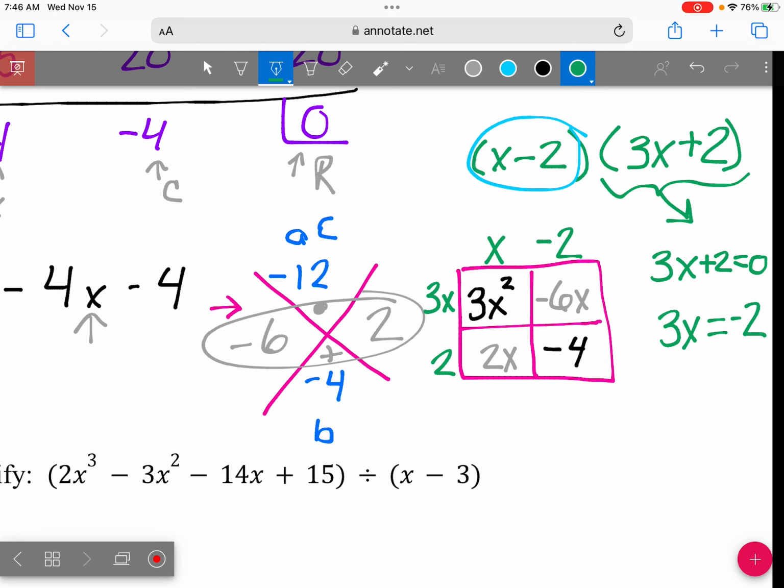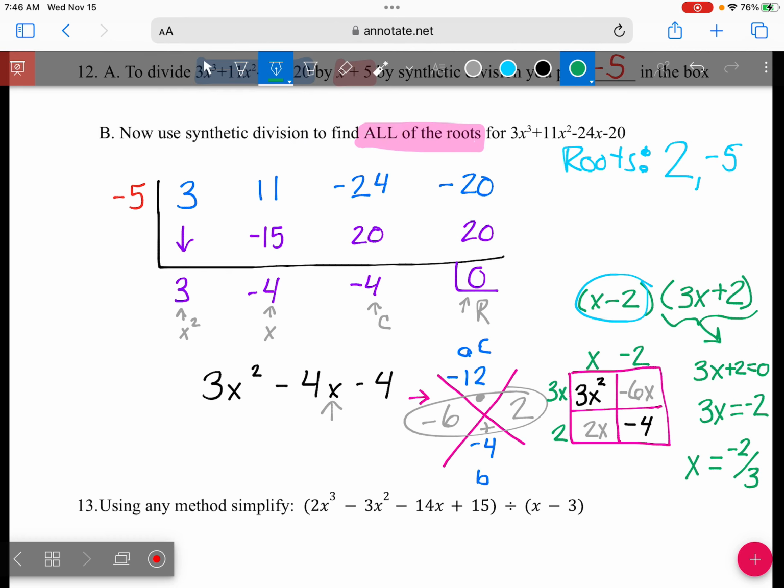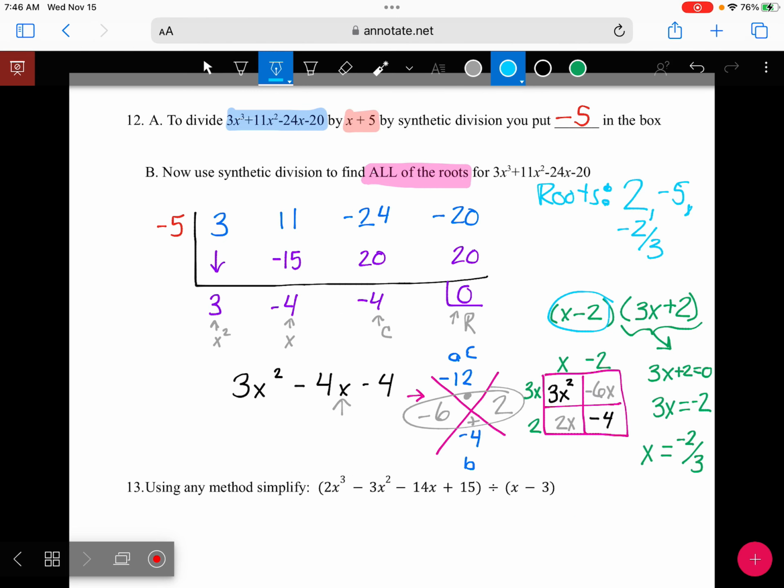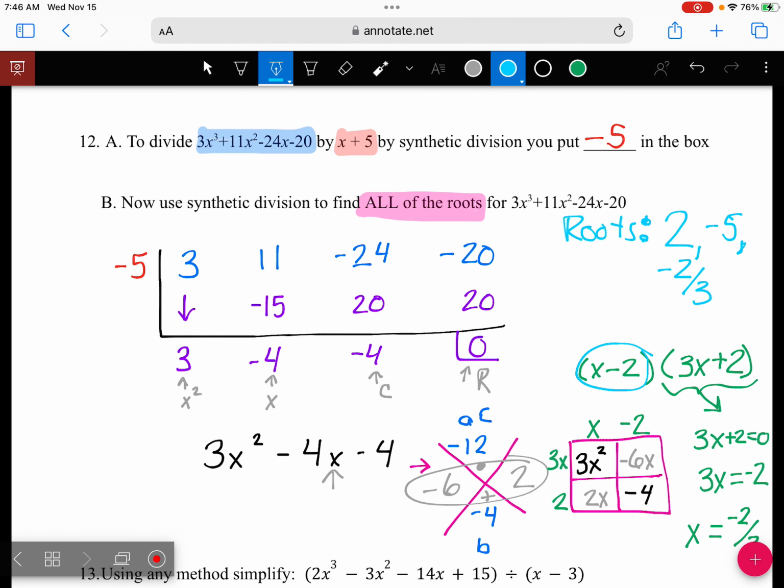And I want to know what x is. What do we do to get x by itself here? Divide by 3. So x is negative 2 thirds. And that's another root. And that's okay. We can have fraction roots.